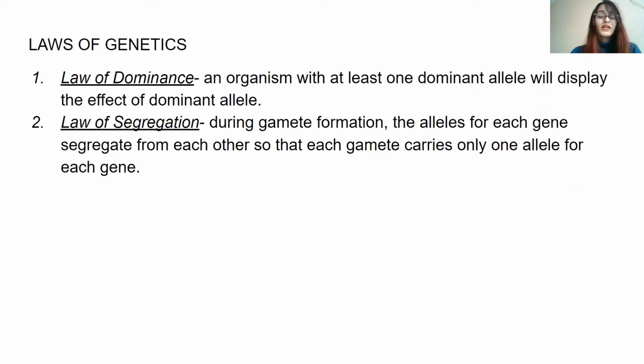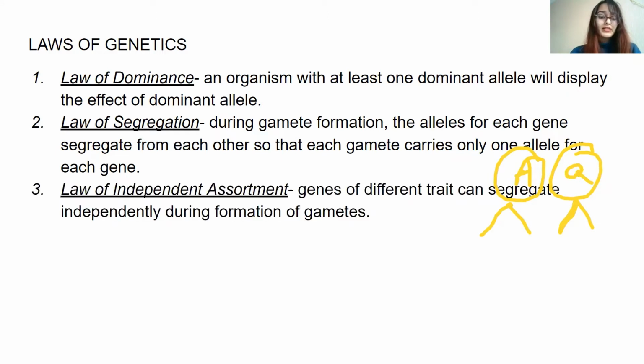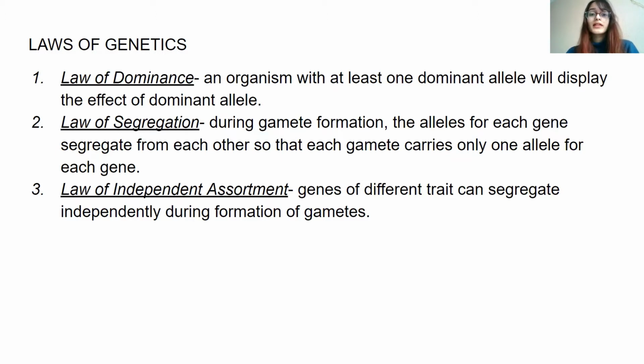Next law, we have the law of segregation, that is during gamete formation, alleles for each gene segregate from each other. So for example, that capital A, small a, obviously it will be inherited independently into the gametes. Next one, law of independent assortment. The genes of different traits can segregate independently during the formation of gametes. So obviously, as the name itself suggests, genes will always be inherited independently of how other genes are inherited. So let's see a question.